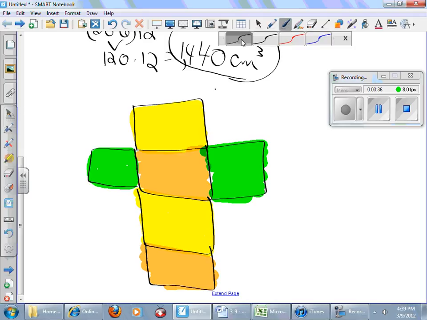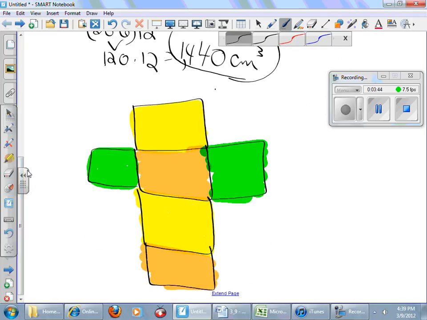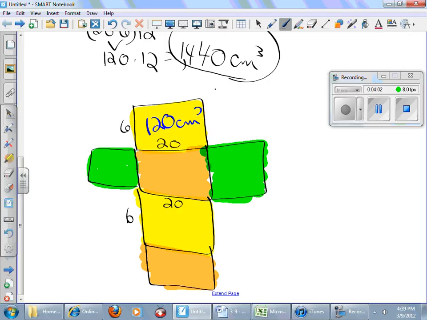Let me go ahead and label. Now, I know I need 2 20 by 6s. I'm going to make this 6 and this 20. That means this yellow one here has to be 20 by 6 also, and the area of those will be 120. What units am I in? Centimeters squared, because I did 6 centimeters times 20 centimeters. This will be 120 centimeters squared.